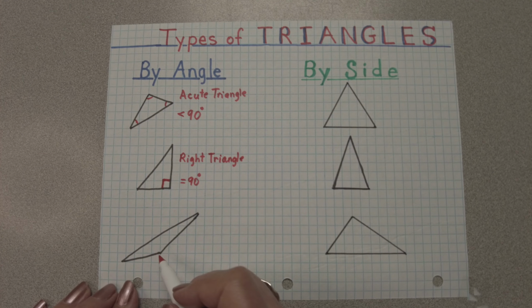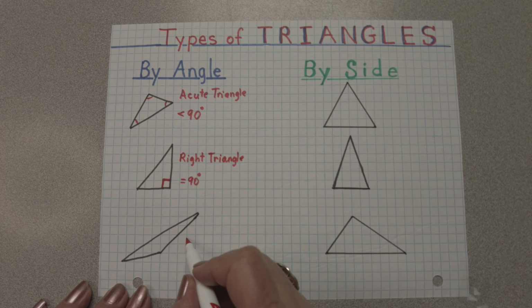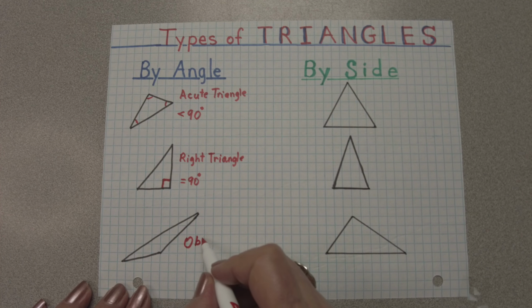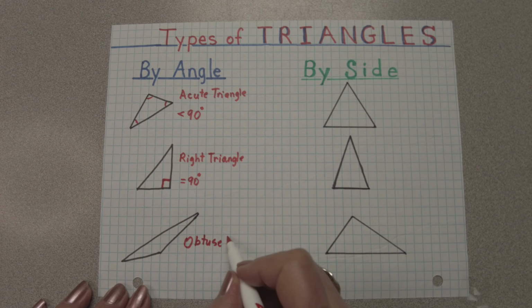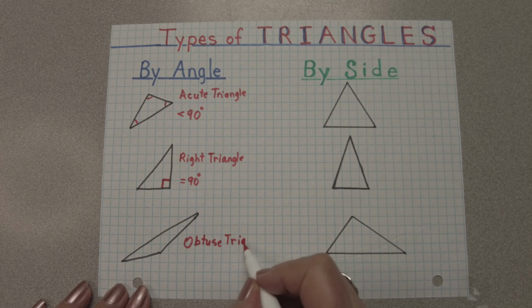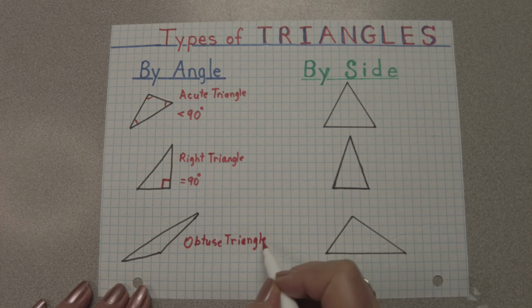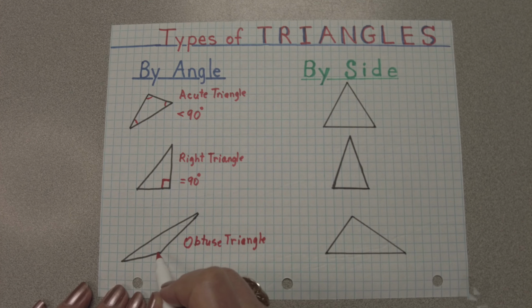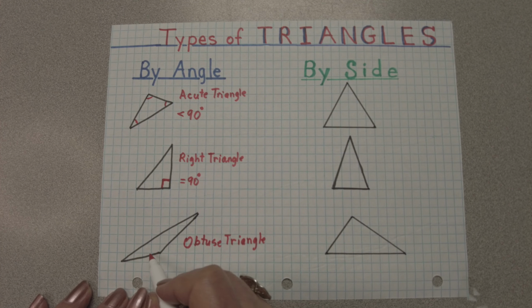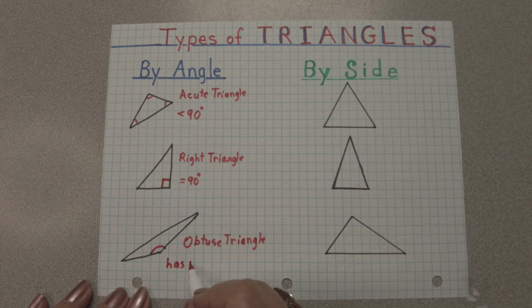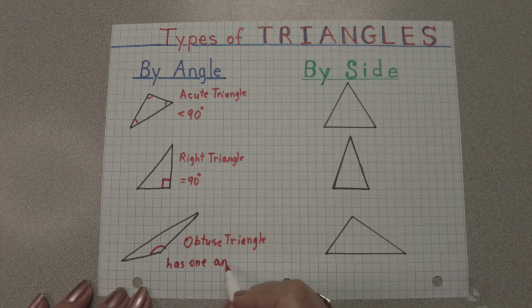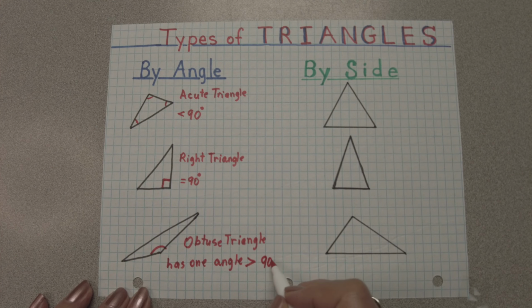In this third case, we have an obtuse triangle. We have an obtuse triangle because this triangle has one angle that is bigger than 90 degrees.